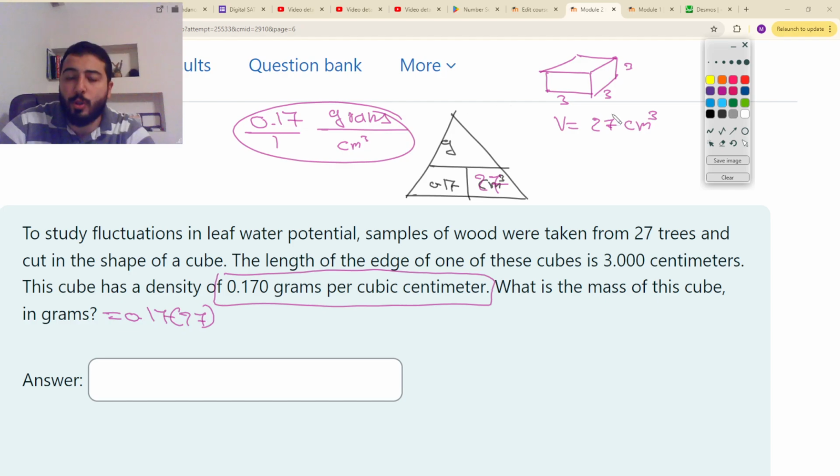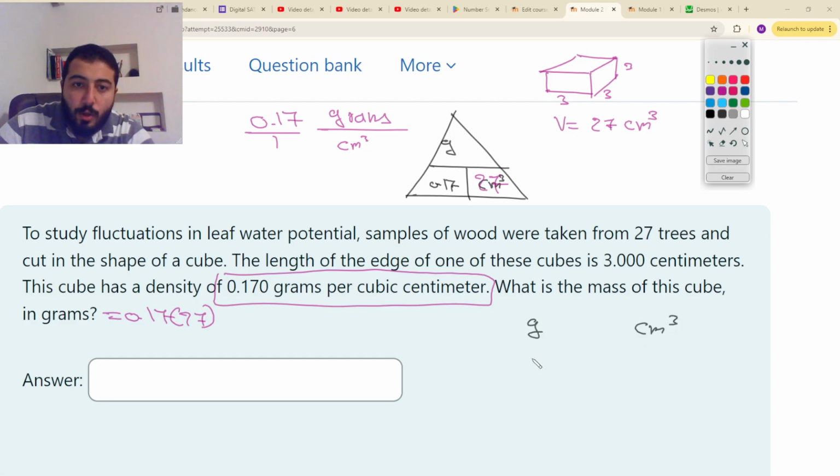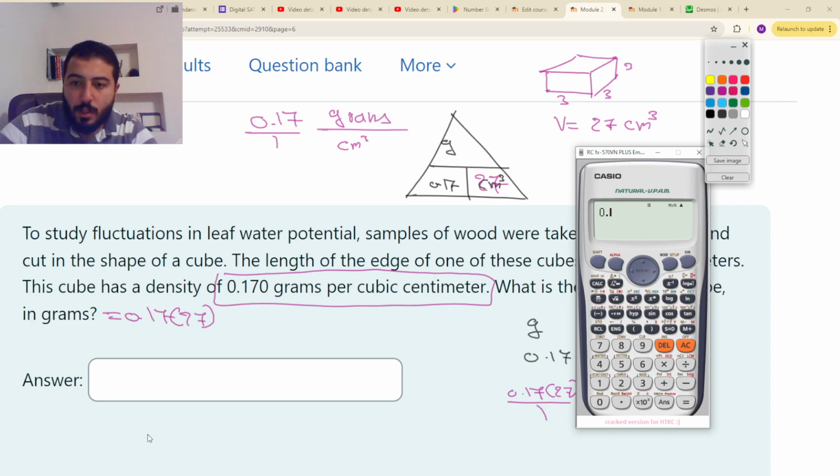The second solution, also using unit rates and ratios, you put grams and cubic centimeters. You see, for each 0.17 grams, there is only 1 cubic centimeter. What if we have 27 and we need the number of grams? So you multiply those together, divide by this one, so that leaves us with 0.17 times 27 divided by 1. It is also 0.17 times 27. So you can just calculate this and you get the number of grams of this cube. It is 4.59 grams, but you just write 4.59.